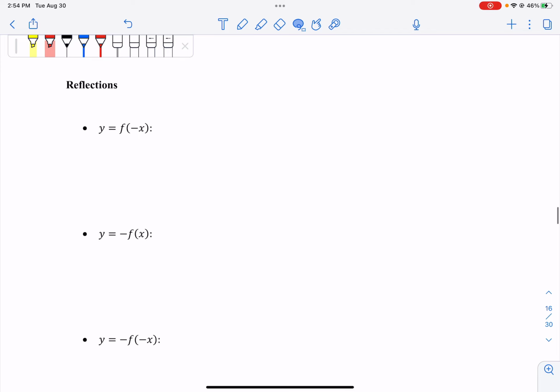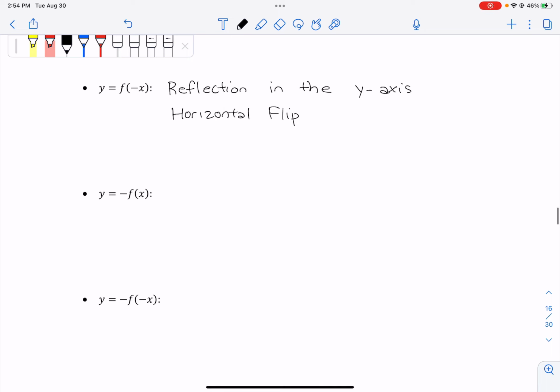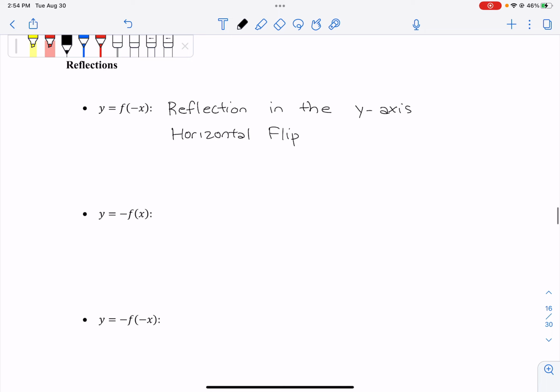Next, we have reflections. Whenever you have a negative x, this is a reflection in the y-axis, otherwise known as a horizontal flip. And I'll explain what most of this means visually afterwards.